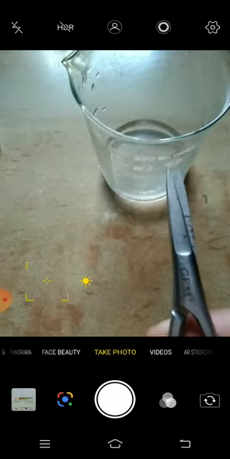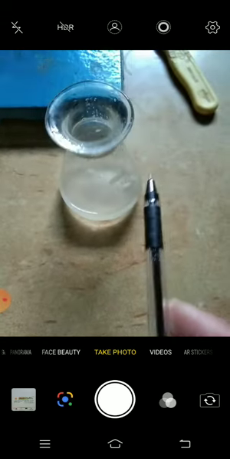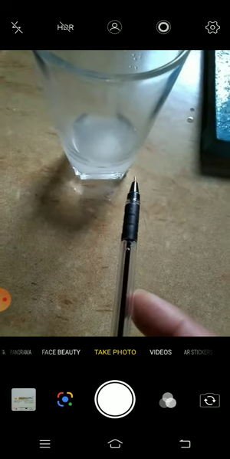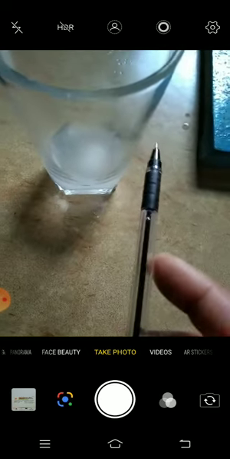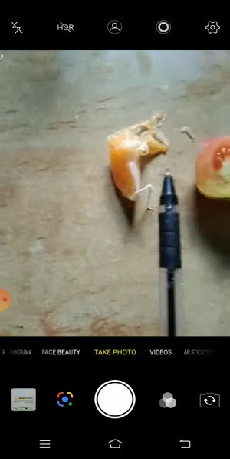So see here, in this beaker I have taken sodium hydroxide solution. In this glass I have taken oxalic acid solution, and in this conical flask I have taken lemon juice, and here is a piece of tomato and here is a piece of orange. So how does it change the color? Let us see about that.